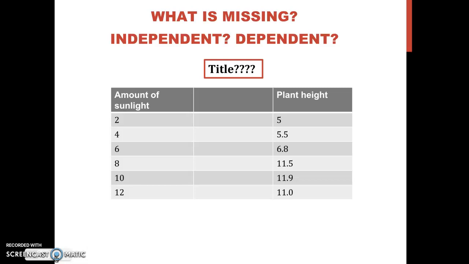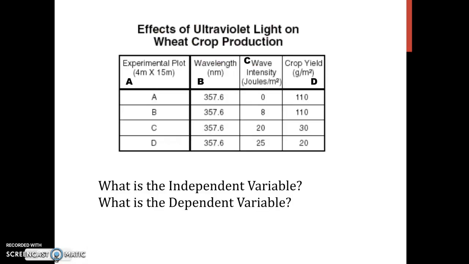So we need to make sure that we have a title. Once you put a title at the top of your data table, then we can start addressing the units that are missing. Maybe the amount of sunlight is in hours, and we're going to measure the plant's height or its growth in centimeters. One thing that's sticking out to me too is this empty column in the middle. Why is this here? There's no information there. We don't need it, so we should just get rid of it.